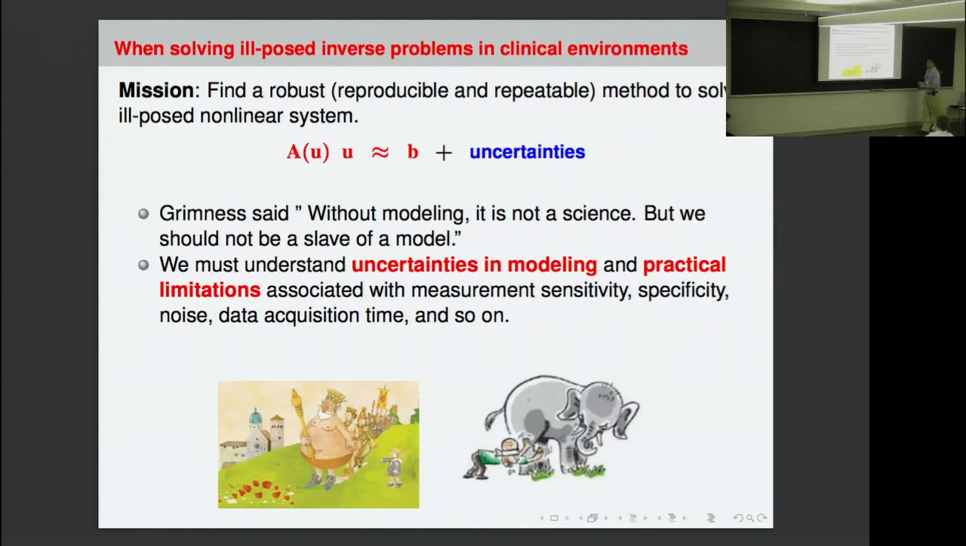A is some physics, and it could be nonlinear. But I would like to emphasize what Greenness, one of the biomedical engineers in Norway, said: without modeling, it is not a science, but you should not be a slave of the model. This means you must understand the uncertainties in modeling and the practical limitations associated with measurement sensitivity, specificity, noise, and data acquisition time. If you understand that, then you can apply it in the clinical environment.